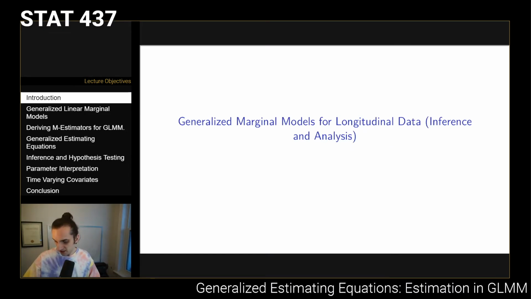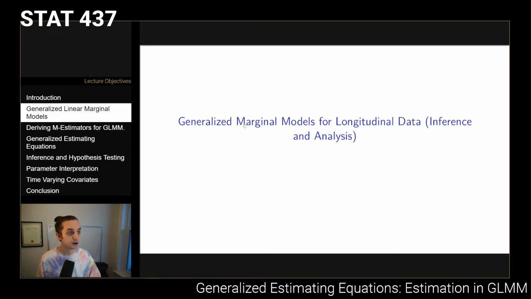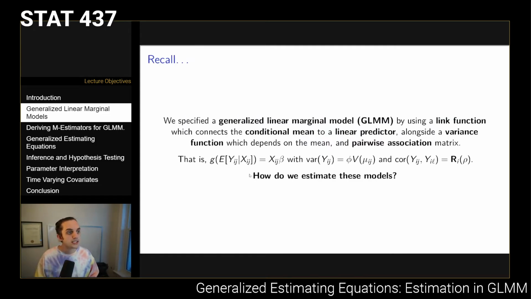So the first thing to note is our review of generalized marginal models for longitudinal data. If you recall, we specified a GLMM by using a link function, which links our conditional mean to the linear predictor. We specified a variance function, and the idea was that the variance of our observation is going to be equal to some scale parameter times that variance function. We also specified a matrix of pairwise association, so the correlation structure, right? And we basically said we can model any type of data that we care about by specifying these components, and that's all of the structure that we're interested in.